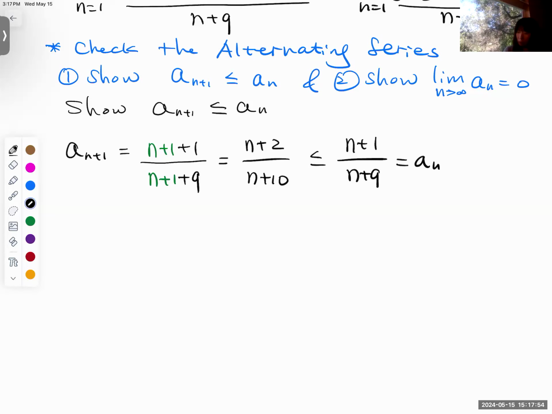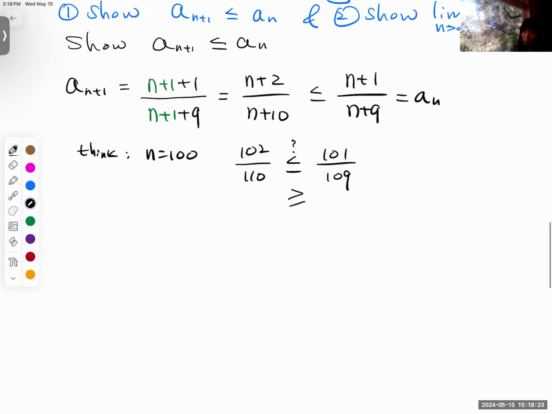Okay, then not sure, right? So maybe we might think n equal to 100. So is 102 over 110 less than or equal to 101 over 109? No, right? So this is actually greater than or equal to, right?